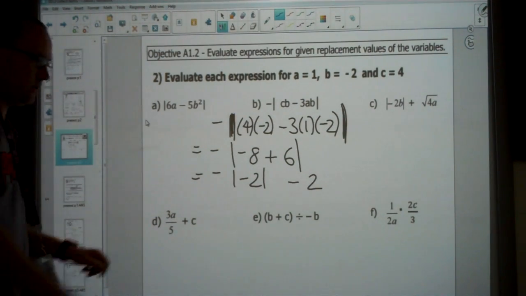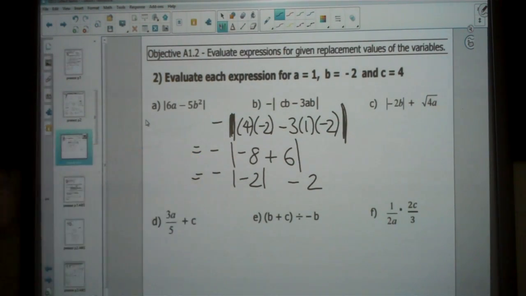What you definitely don't want to do on this question is say 2 negatives make a positive and end up with just 2. That would be a very bad mistake for this question.